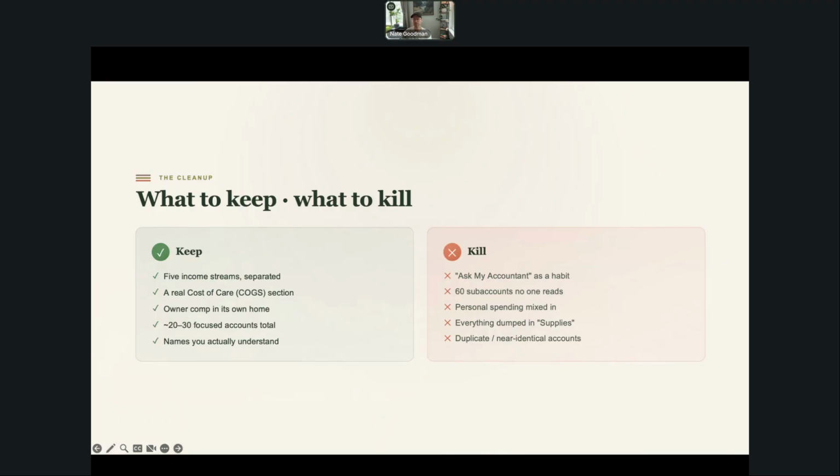Some things to kill. We have a lot of people that have an Ask My Accountant account that just gets loaded instead of trying to keep things categorized on a regular basis. People have 60 sub accounts. No one reads that. Personal spending mixed in. Always keep it separate. Get a business credit card and a business bank account. Don't dump everything into supplies. Give those some clarification. Is it medical supplies or is it office supplies? Does this relate to the cost of care or does this just relate to running and having the office open? And then any duplicate or near identical accounts. Whenever we do a chart of accounts cleanup, we kill so many duplicates, because there's a lot of confusion about what the total spend is.